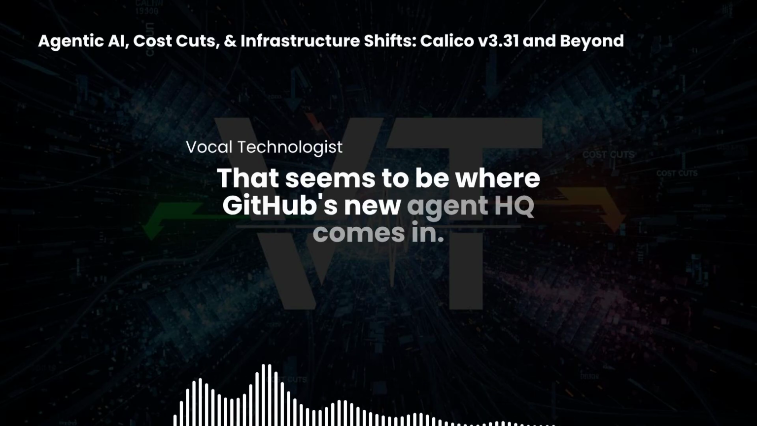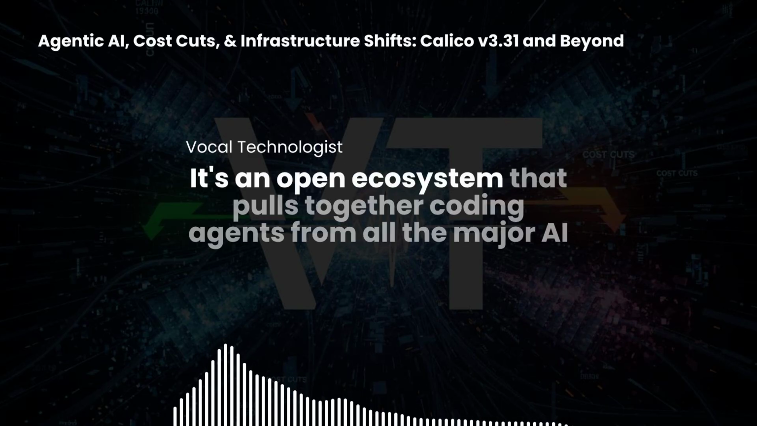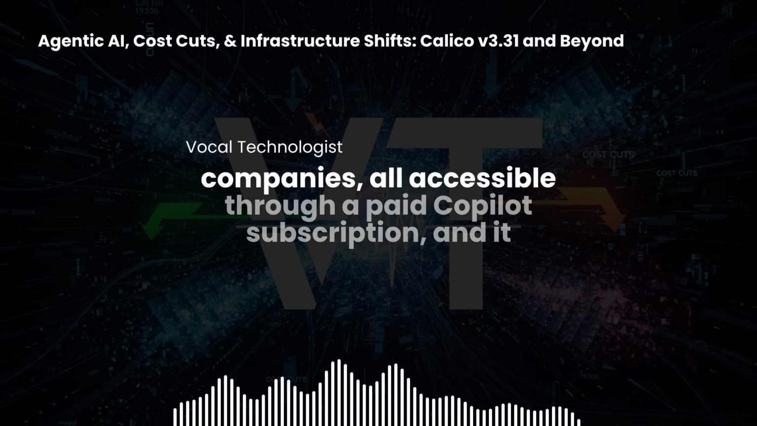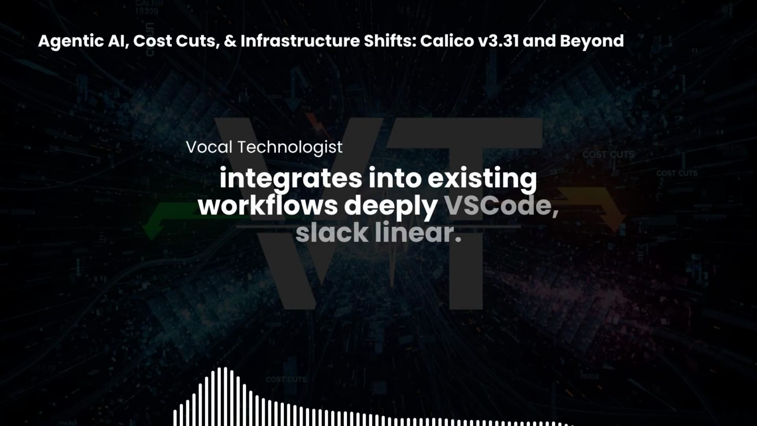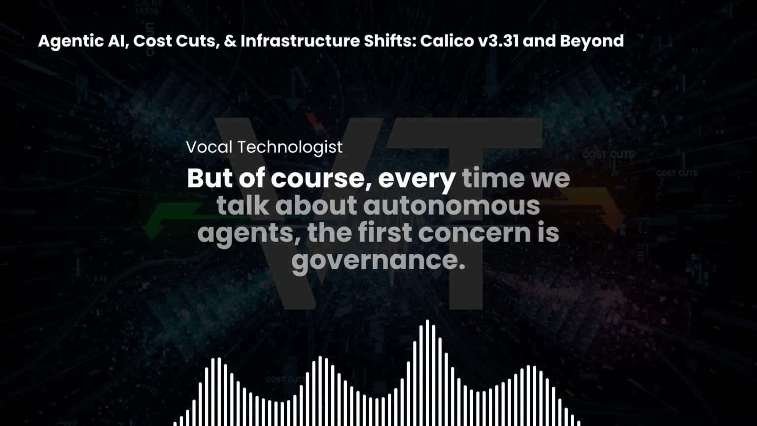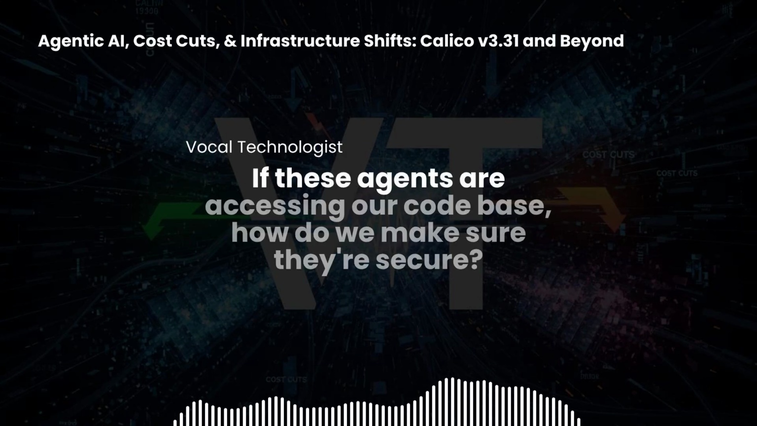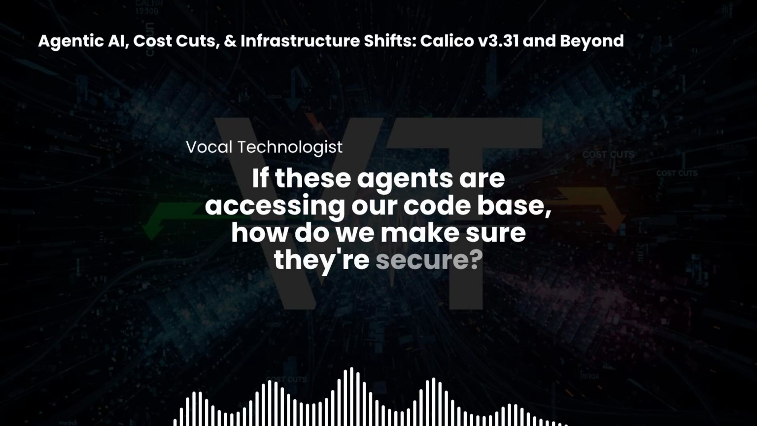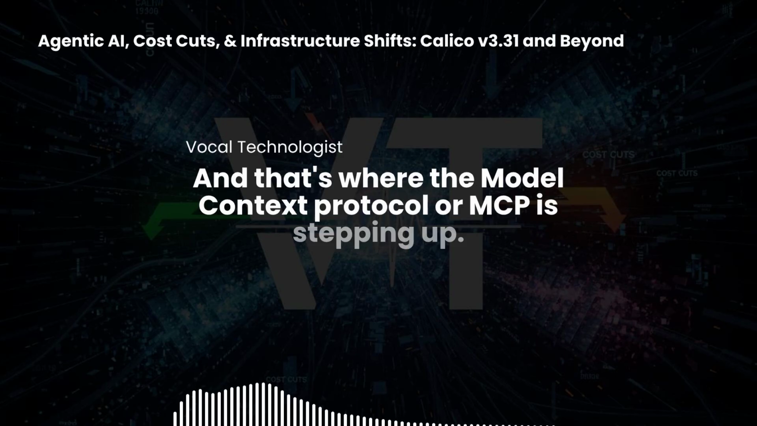That seems to be where GitHub's new Agent HQ comes in. Agent HQ is basically the central orchestrator. It's an open ecosystem that pulls together coding agents from all the major AI companies, all accessible through a paid Copilot subscription. And it integrates into existing workflows. Deeply. VS Code, Slack, Linear, it makes it the one place to manage these digital employees. But of course, every time we talk about autonomous agents, the first concern is governance. If these agents are accessing our code base, how do we make sure they're secure? That's the critical guardrail, and that's where the Model Context Protocol, or MCP, is stepping up.